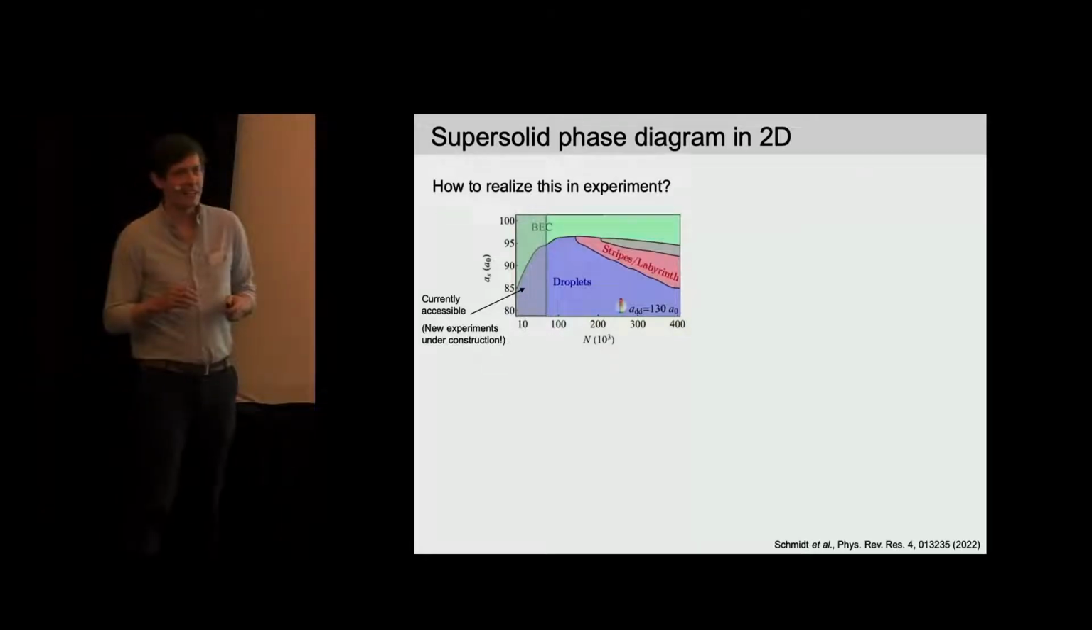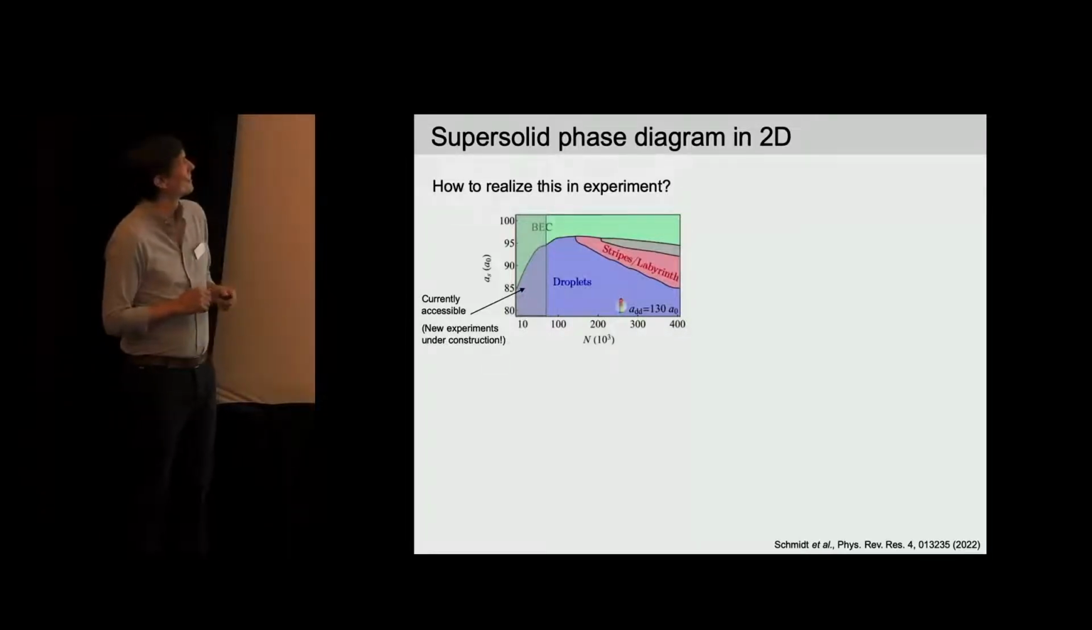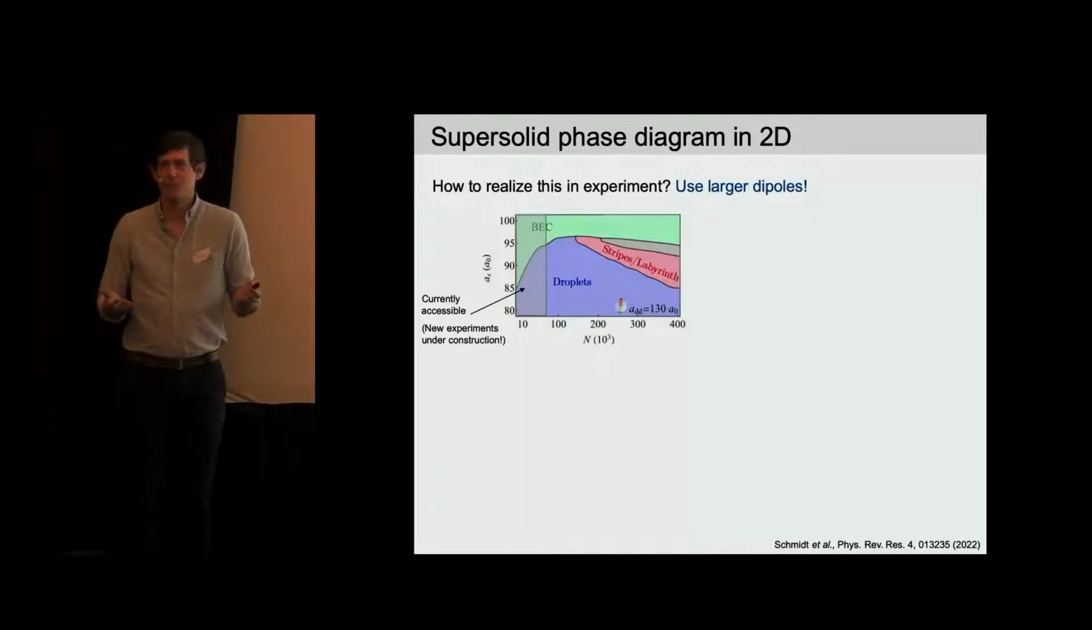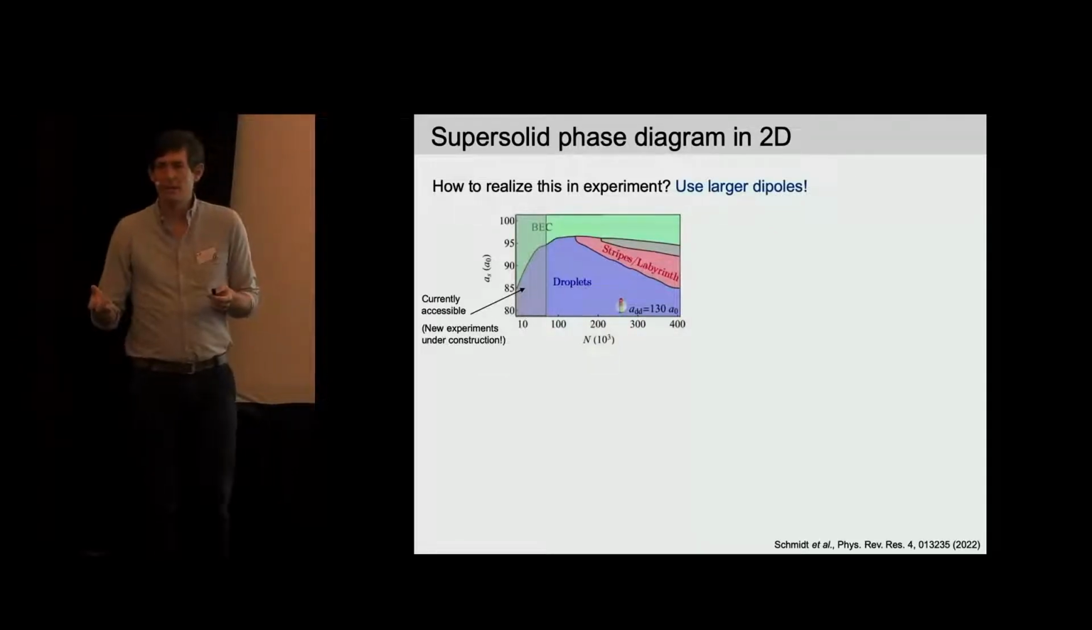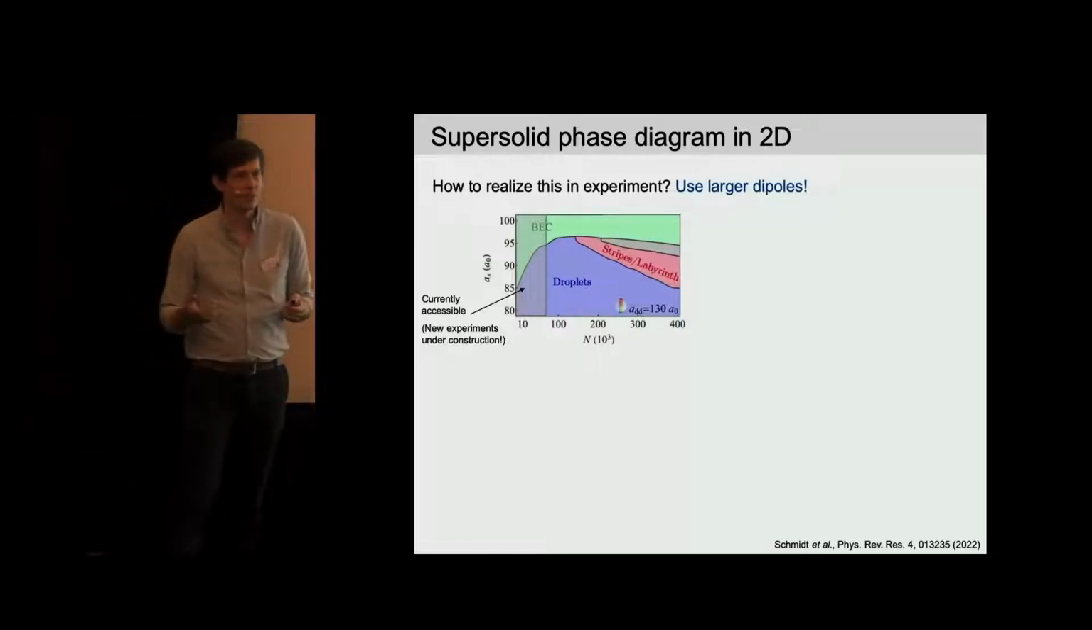But there's another way, and that brings me to the molecules that Immanuel was mentioning. We can also use larger dipoles, because the equations that govern this system have symmetries, where basically increasing the dipole is very, very similar to increasing the particle number.